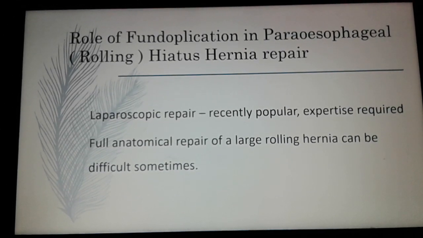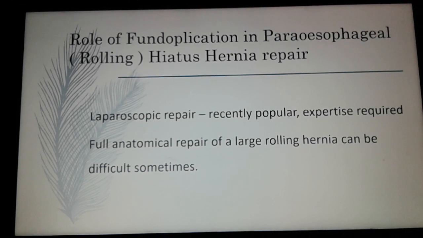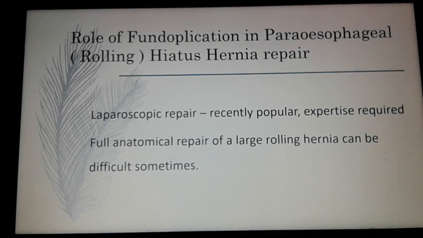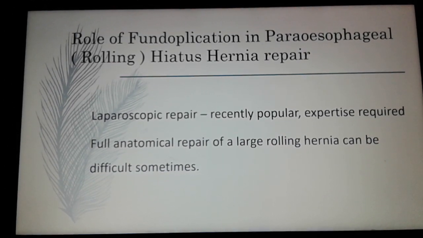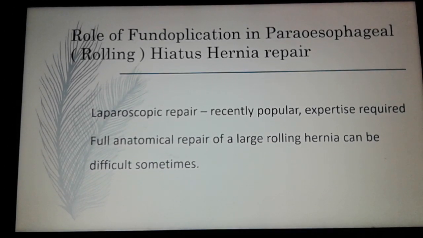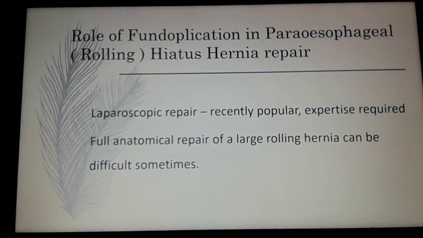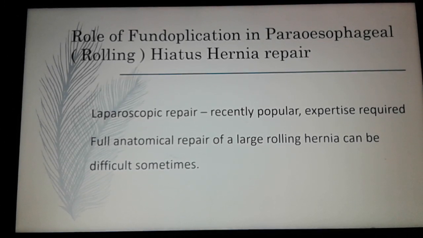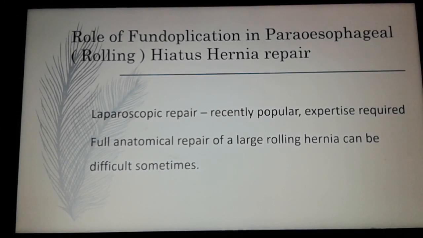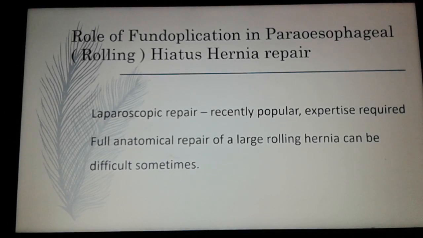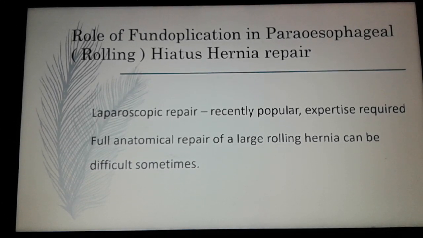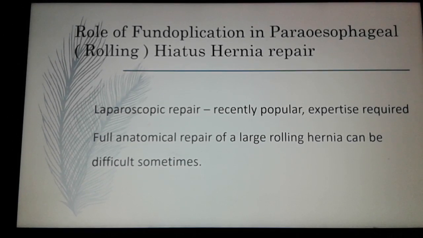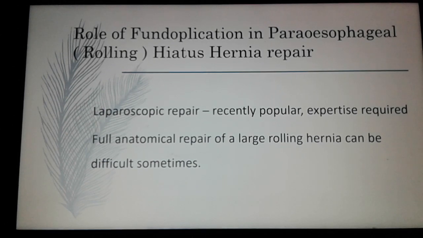Nowadays, there are two options, the open repair and laparoscopic repair. Nowadays, laparoscopic repair is very popular. But the important thing in laparoscopic repair is that more expertise is required as compared to open surgery. And sometimes it's very difficult to do the anatomical repair. The full anatomical repair is very difficult to do, especially in a large rolling type hernia. This is one of the important things: expertise is required during laparoscopic repair.